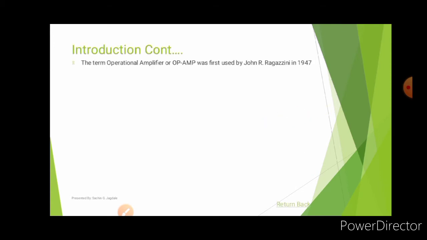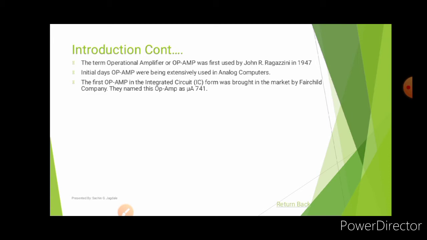So where was it started? First of all, the term operational amplifier or op-amp was first used by John Ragazzini in 1947. In the initial days, op-amps were extensively used in analog computers. As we already discussed, an op-amp has applications in arithmetic circuits like addition, subtraction, division, multiplication, so it was also preferred in analog computers in those days. The first op-amp in integrated circuit form, that is the IC form, was brought to the market by Fairchild Company. They named this IC op-amp as uA741.